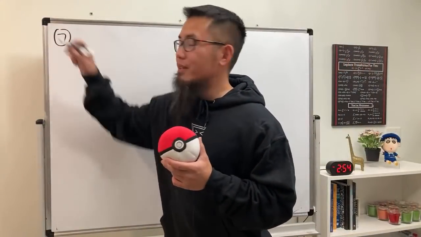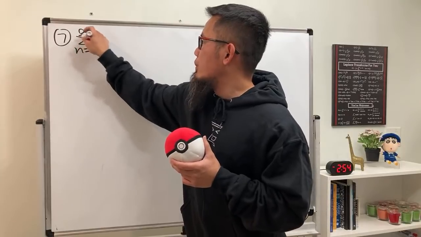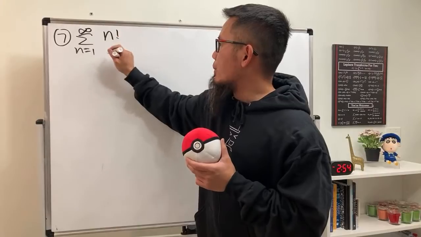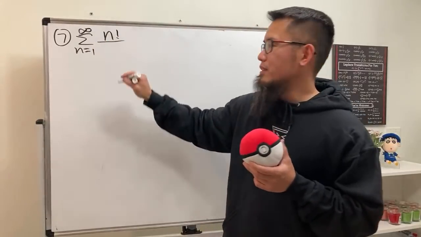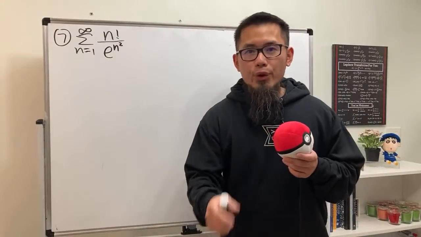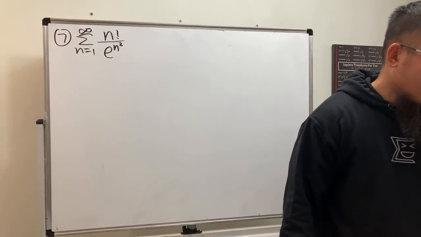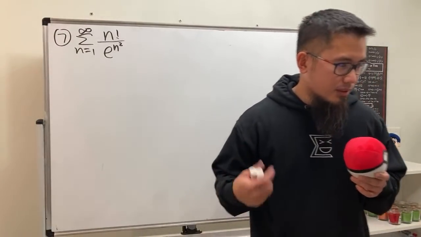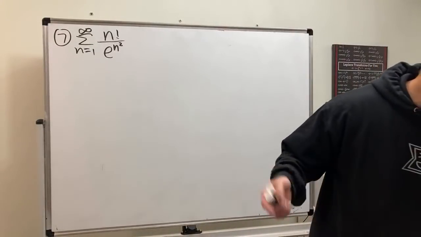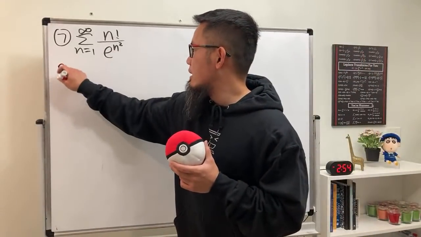All right, number 7. Here we have the series as n goes from 1 to infinity of n factorial over e to the n squared. Hey, that's the factorial, first time of the day. Real quick, let me know which test we should be doing. Ratio test will work, Jabbar, that's correct. Yeah, so let's go ahead and do the ratio test.